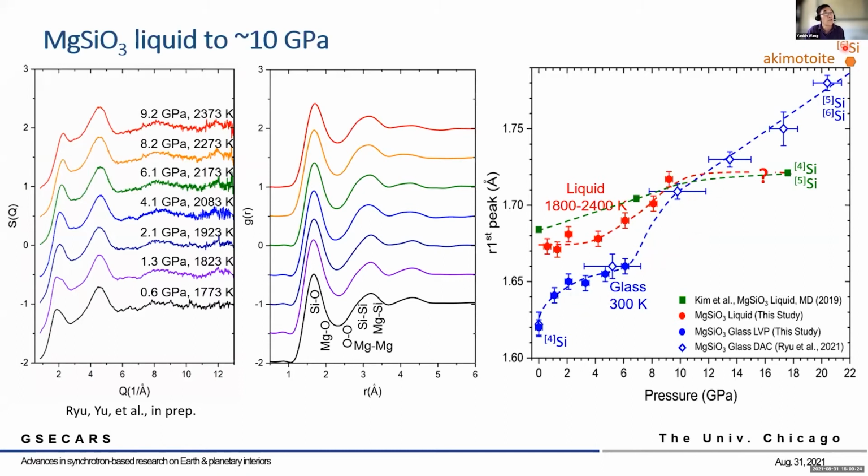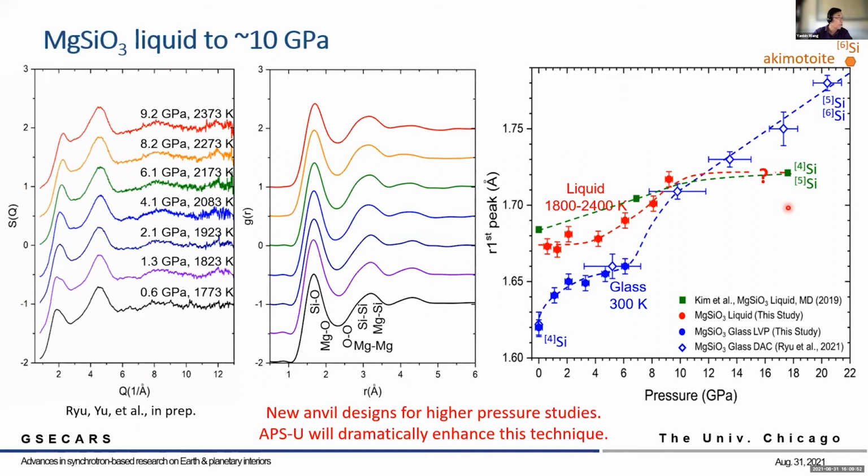At about 20 GPa, the SiO bond distance is very similar to akimotoite, which is a 6-coordinated silicate. The liquid, on the other hand, is dominated by 4 coordination and 5 coordination. So one has to be very careful in applying glass data to liquid to understand the liquid behavior in the Earth's mantle.